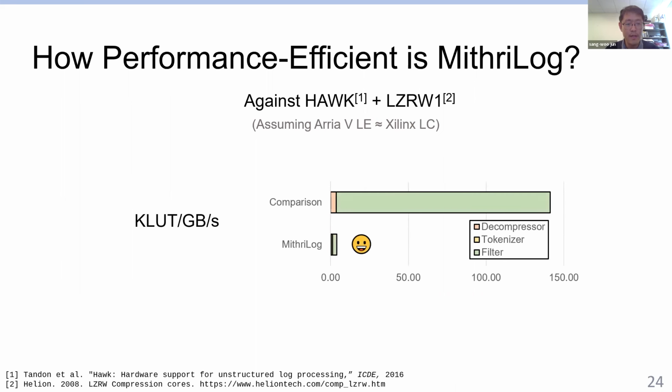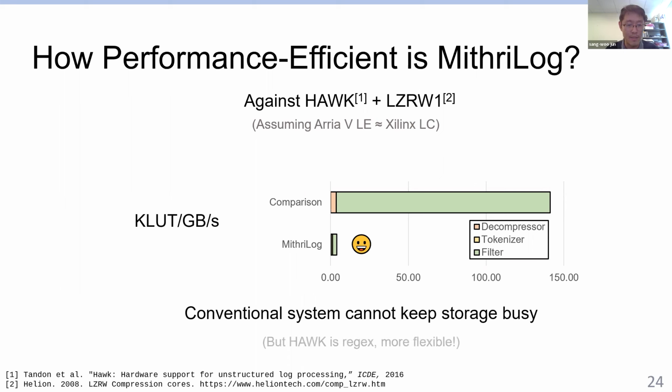If we compare the number of LUTs necessary for each gigabyte per second of throughput, we can see that our FPGA optimized algorithm for text parsing gives us orders of magnitude better performance efficiency per LUT compared to the comparison system. And even our design fits pretty snugly into the target system with 70-something% utilization, so we can tell that with conventional designs for regex-based parsing, we cannot have enough throughput to keep the storage device busy. But of course, the caveat is that regex-based systems are a little bit more flexible.